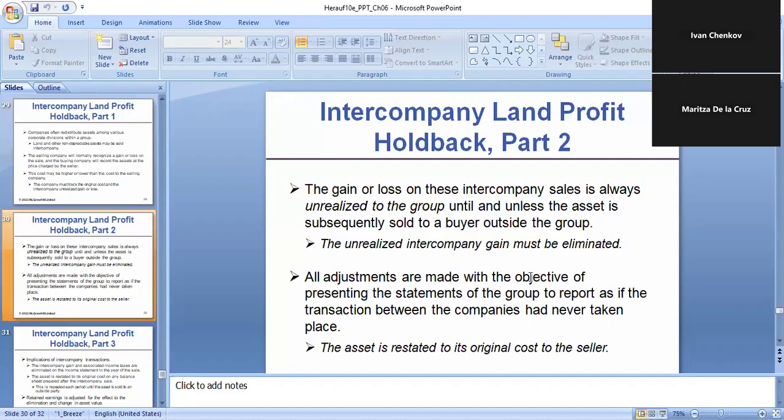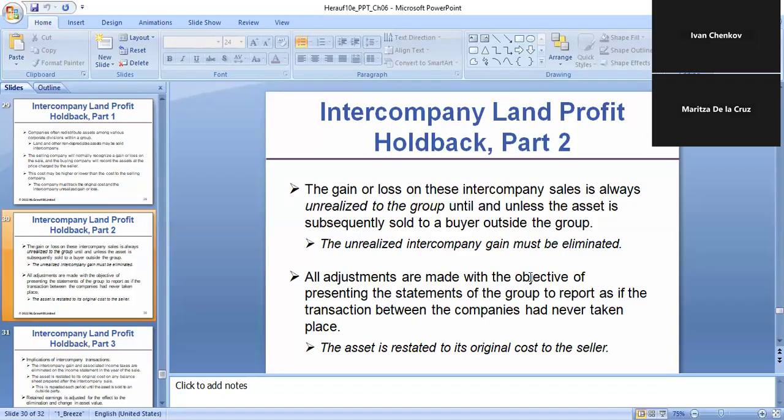So the gain and loss on those intercompany sales, we're going to call it always unrealized to the group of the company that we're doing consolidation. Now, if we're treating this entity as a separate legal entity and paying the taxes, Canada Revenue Agency is going to treat those as a normal transaction, but for consolidation purposes, we're going to treat it as unrealized gains and losses to the group until the assets are sold outside.